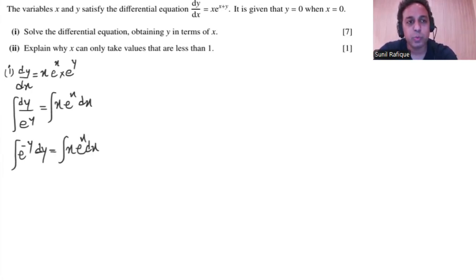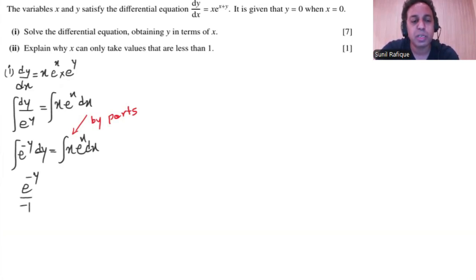Can you guess which case this is? This is a by parts integration case. So you can practically face any sort of integration while you're solving differential equations. That's why I was saying that integration comes first, and when you master integration, you can start solving differential equations. So e to the power negative y divided by negative 1, because when we integrate exponentials, we divide by the power's derivative.